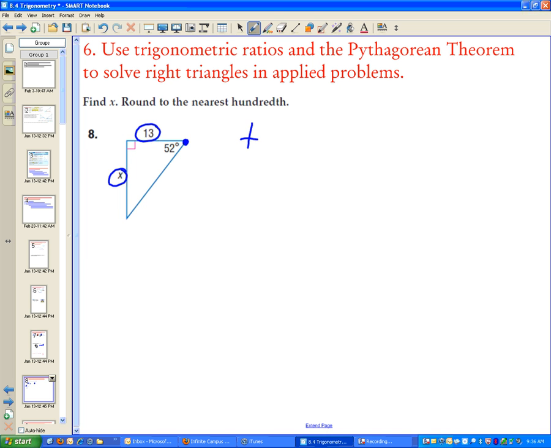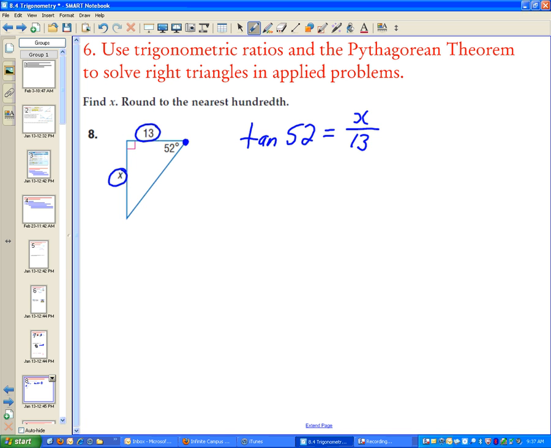So we're going to write that the tangent of the angle, so the tangent of 52, equals the length of the opposite leg, x, over the length of the adjacent leg, 13. So we've got an equation. That's always helpful if you're finding x, right? To have an equation. So we've got an equation. Let's get rid of the fraction.